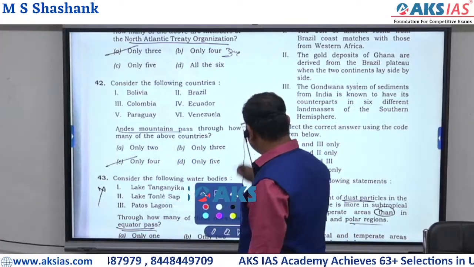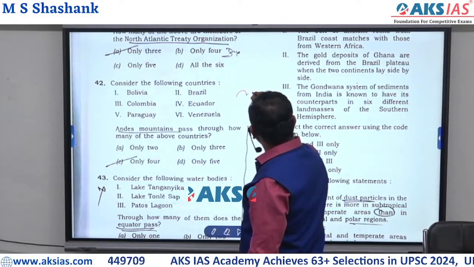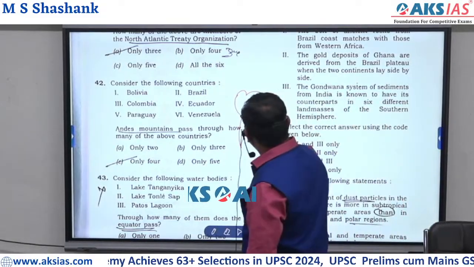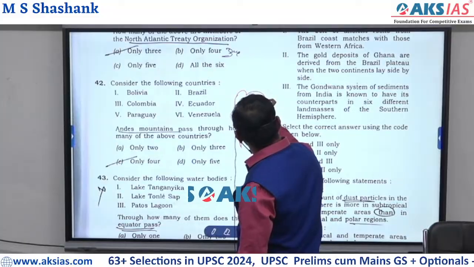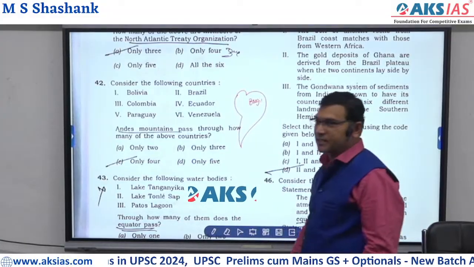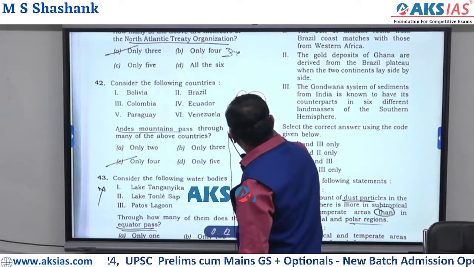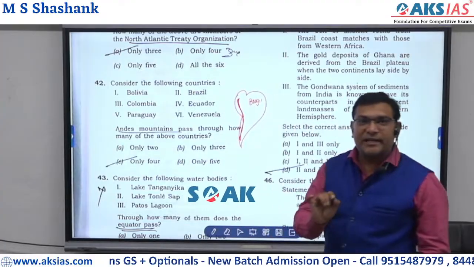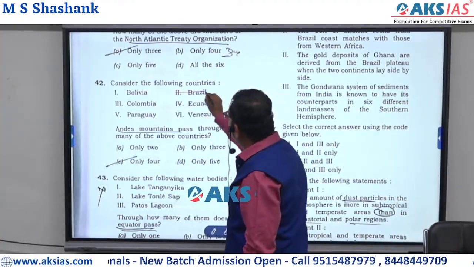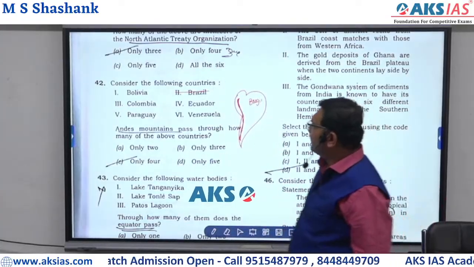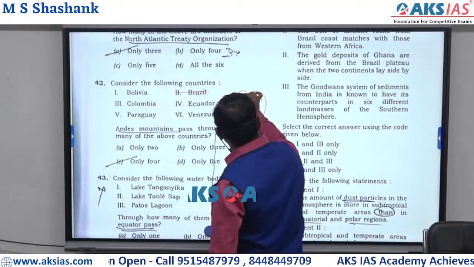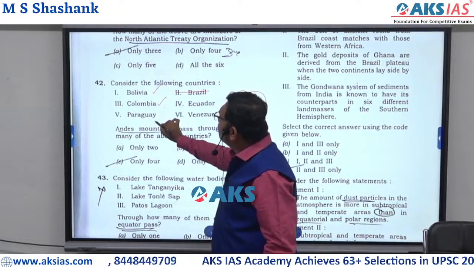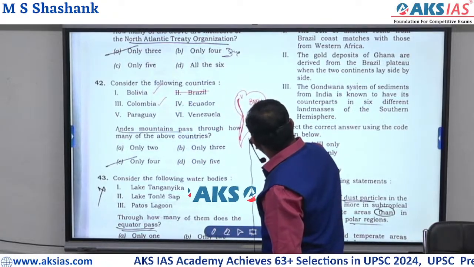So if you look at the map here, this is your South America. Brazil comes here. But where are the Andes mountains? The Andes mountains are spread like this. These are your Andes mountains. So you can eliminate Brazil; Brazil is easily eliminated. Then here you have Venezuela, right? Bolivia. Bolivia is the right answer. Colombia. Paraguay, here you will have Paraguay.